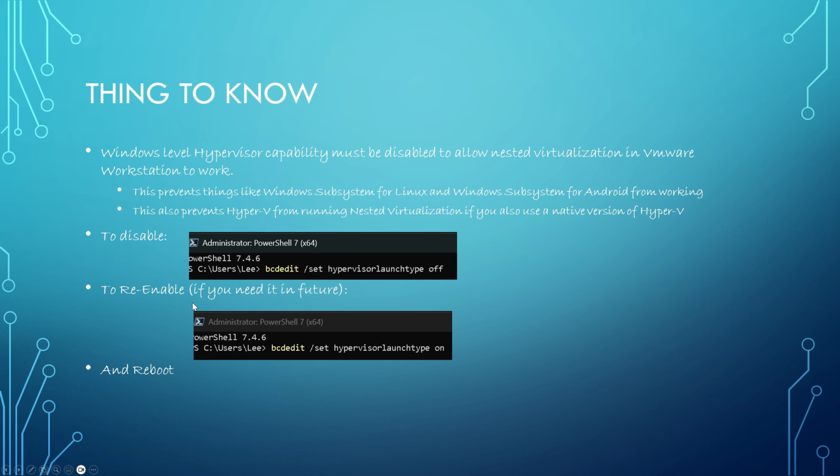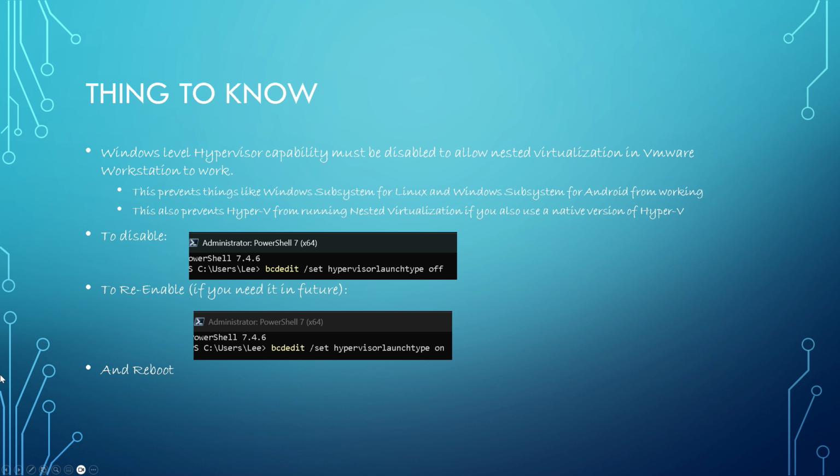And this is where we're talking about those specific things. It must be disabled. Disabling it means things like Windows Subsystem for Linux and Windows Subsystem for Android, if they're installed, will not work. You might get warning prompts from them that it's not available. It also prevents things like Hyper-V from running nested virtualization. So you can't run Hyper-V VMs with nested virtualization and run VMware Workstation VMs with nested virtualization at the same time.